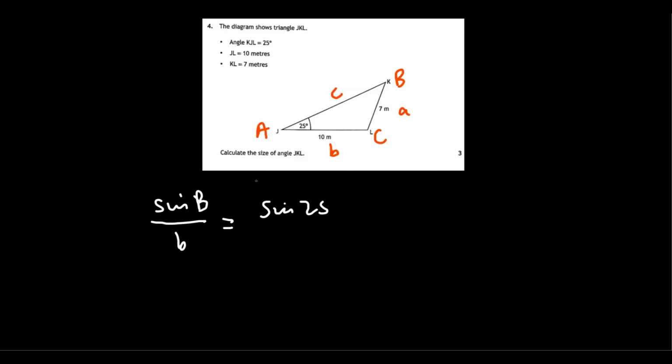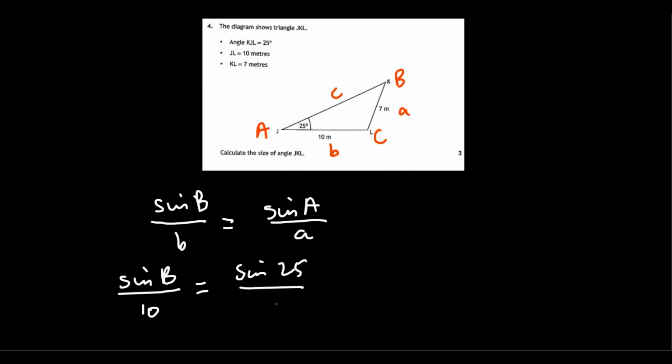So we can just write the formula first, actually. So sine A over A. And then if we plug in the information, that would become, so B is 10, and then angle A is 25, and A is 7. So that gives sine B equals, and then we just multiply both sides by 10. So that would become 10 sine 25 over 7.